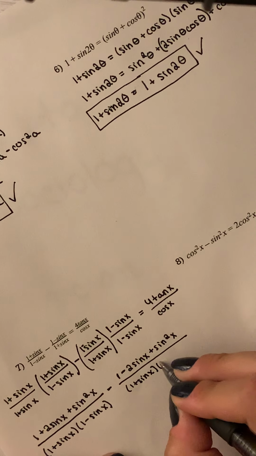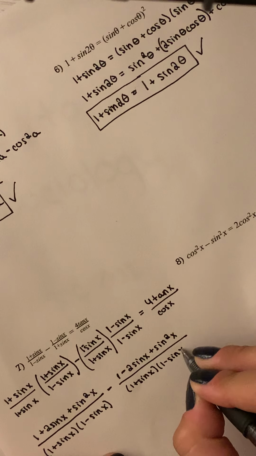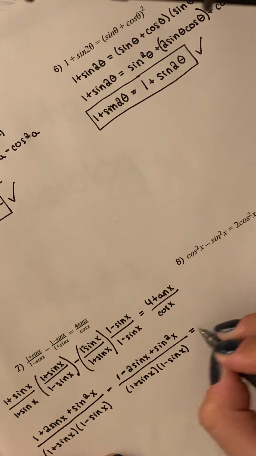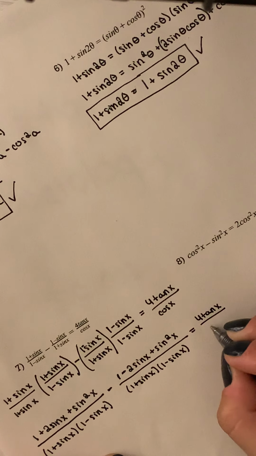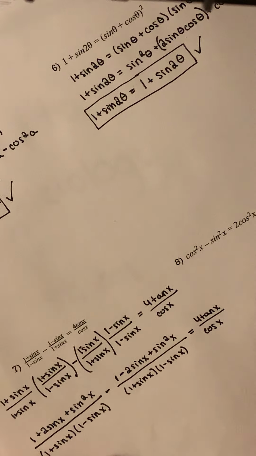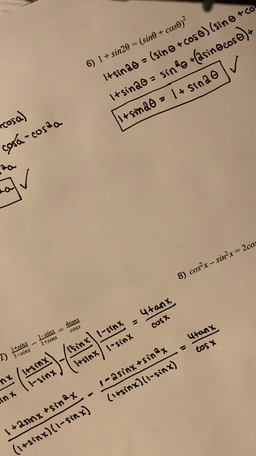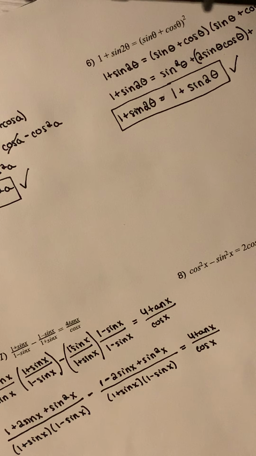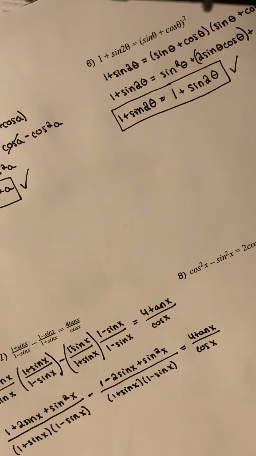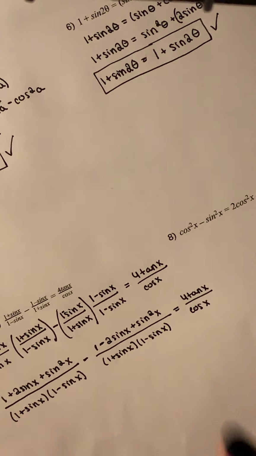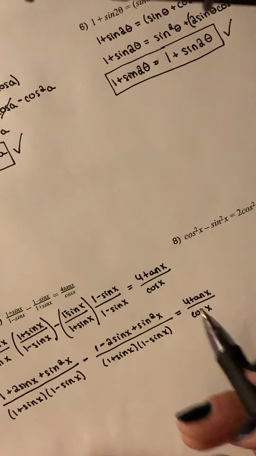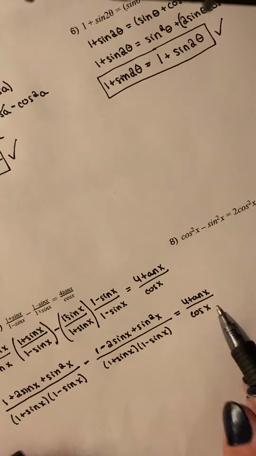1 plus sine x times 1 minus sine x, still equal to 4 tan x over cosine x. Alrighty, so now we can subtract these two terms. Remember, when you're subtracting more than one term with the same subtraction sign, you have to distribute that negative throughout.